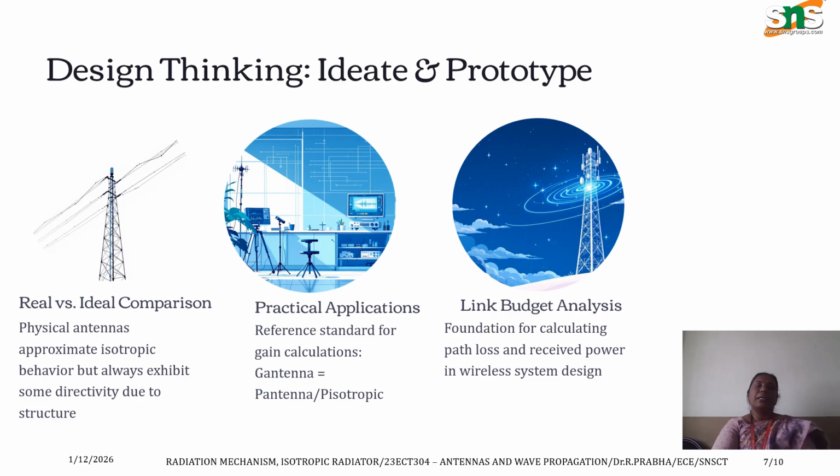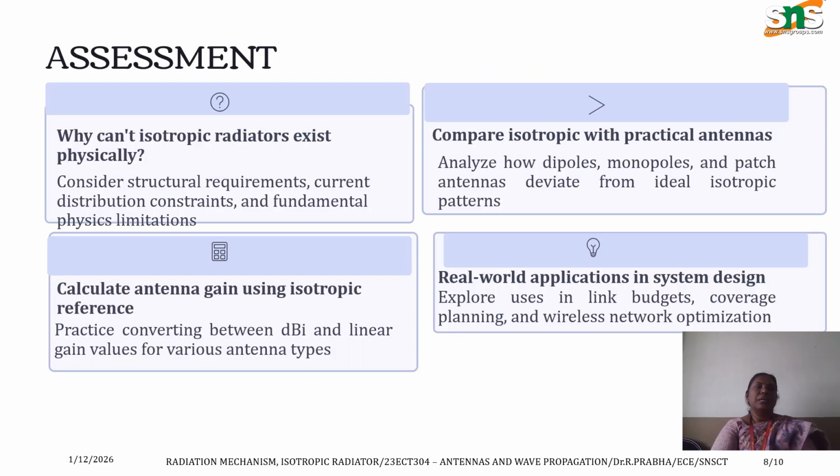So now the design thinking ideate and prototype part. Real versus ideal comparison: the isotropic antenna is very much useful because all the real antennas always have directional properties. So to compare a real antenna with an ideal antenna, we need the isotropic antenna. For practical applications, it is a reference standard for gain calculations. In link budget analysis also, this isotropic antenna is very much useful because to calculate received power we need this antenna.